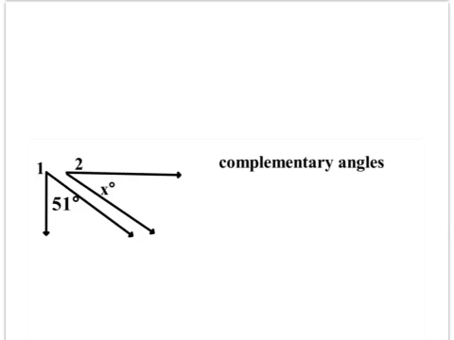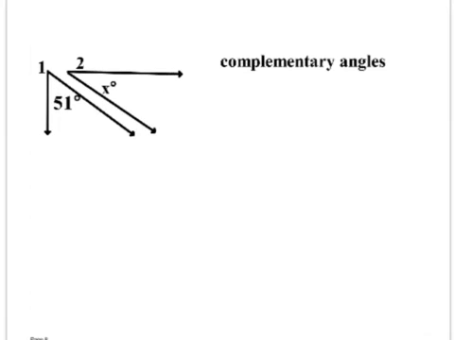All right, so you need to write this down. This is two angles. Angle 1 is 51 degrees. Angle 2 we don't know, it's x degrees. They do tell us, however, that they are complementary angles. So we need to find x. Complementary angles add up to 90. So angle 1 plus angle 2 should add up to 90.